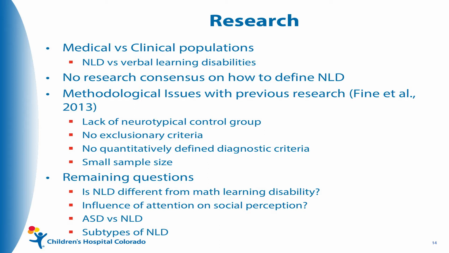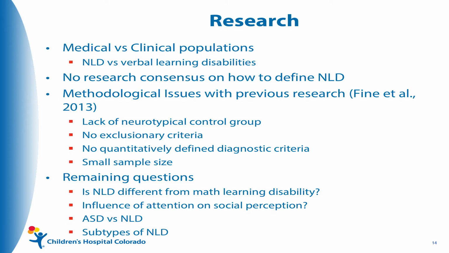There have also been what we call methodological issues with previous research. Many of the studies haven't included what's called a neurotypical or control group. There hasn't been exclusionary criteria, so the studies have involved a lot of other kiddos who might be at greater risk for neurocognitive weaknesses just based on their medical diagnosis, like kids who've had seizures or traumatic brain injuries, which might not give us a clearer idea of what nonverbal learning disability might look like from a developmental standpoint. We also talked a little bit about the diagnostic criteria and then small sample size. A lot of these studies have included a very, very small group of people, which again makes it very hard to generalize to larger populations.